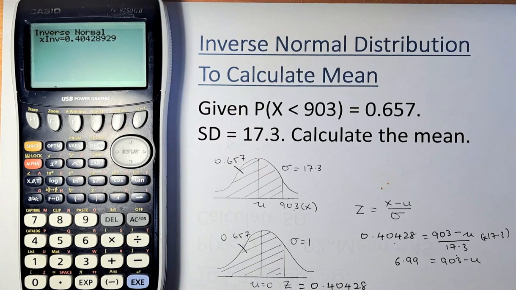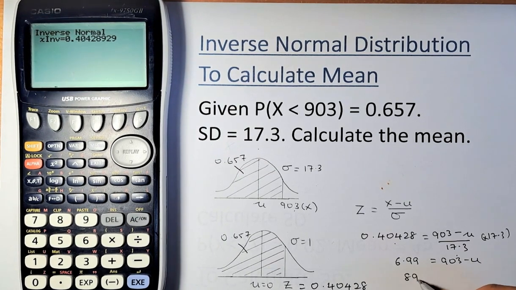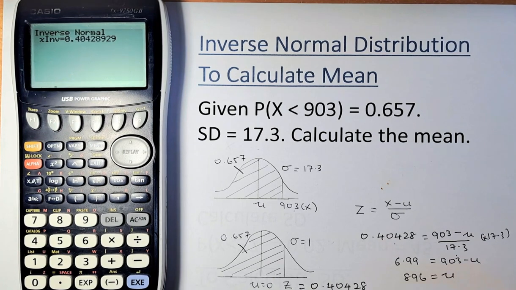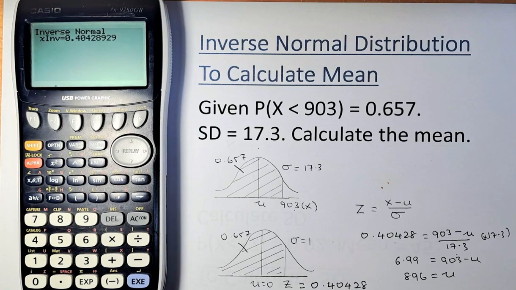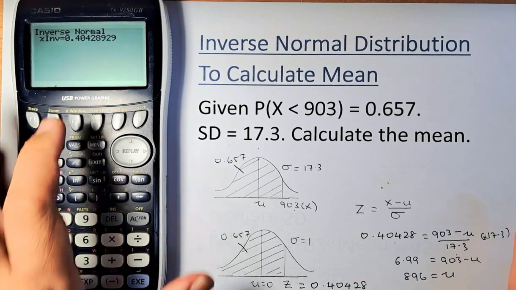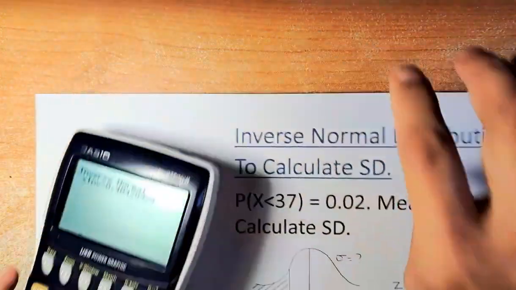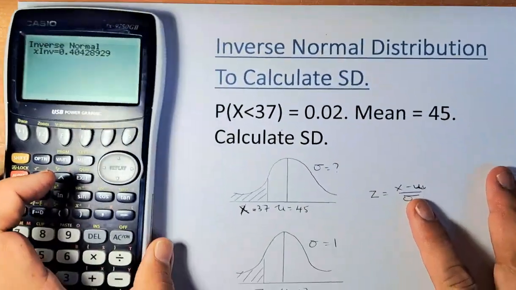If you minus 903 on both sides, you will get the answer of 896 equals nu. So that is how you calculate the mean. So that is the answer. The mean is 896. Okay, now we're going to calculate the standard deviation. The standard deviation is going to look like this.